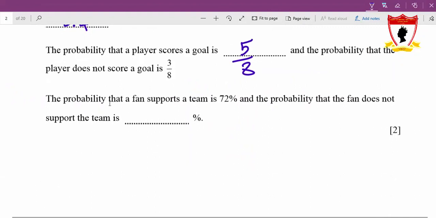The probability that a fan supports a team is 72%. And the probability that the fan does not support the team is, so 100 minus 72, it is 28. This is percentage. Then in percentage, we consider the probability as 100%. So the probability of happening and not happening together have to add up to 100, because this is percentage.